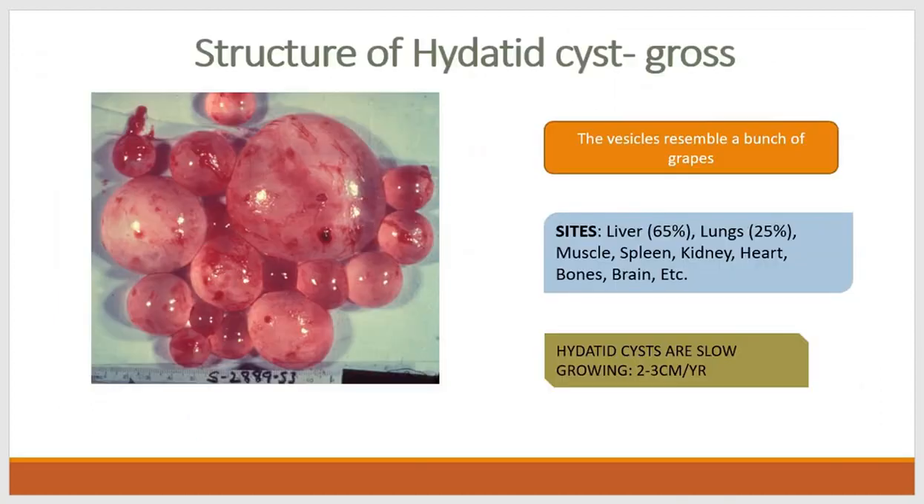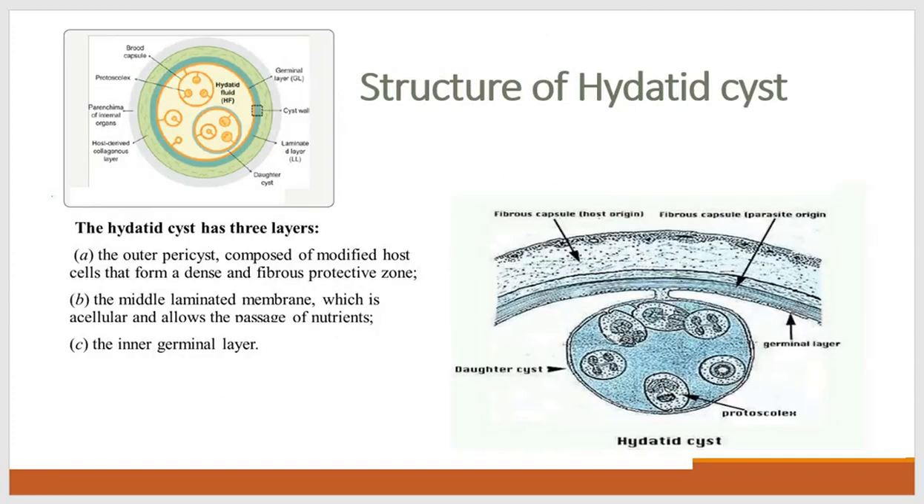Now this is the gross structure. The vesicles resemble a bunch of grapes. These are found in the liver and lungs mostly, and other organs are muscle, spleen, kidney, heart, bones, brain, etc. Hydatid cysts are slow growing, they grow only 2 to 3 centimeters per year. This is in brief about the structure.